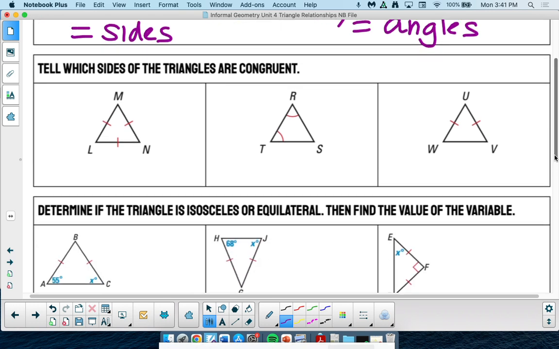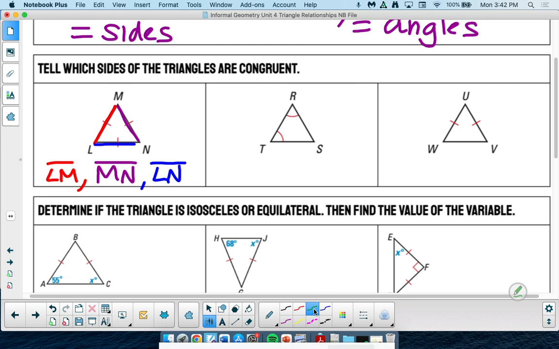All right, let's do some of these next ones together. Tell which sides of the triangle are congruent. So you have to look for the tick marks. On this first one, I have 3 tick marks, so that means all of our sides are congruent. So how would I name that side? It would be LM. This side here, MN. And our last side here, LN. Perfect. Good job.